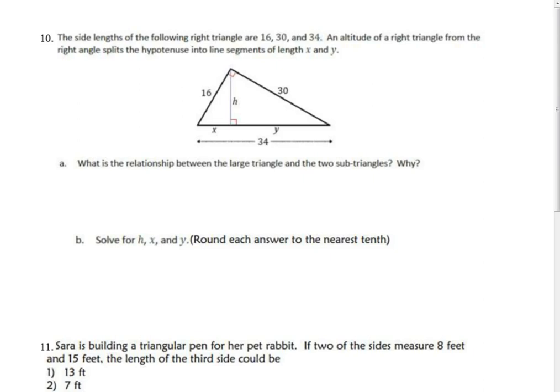Are we okay? So I just want to answer question A. What is the relationship between the large triangle and the two subtriangles? Okay, they're all similar, because of the angle-angle similarity, right?